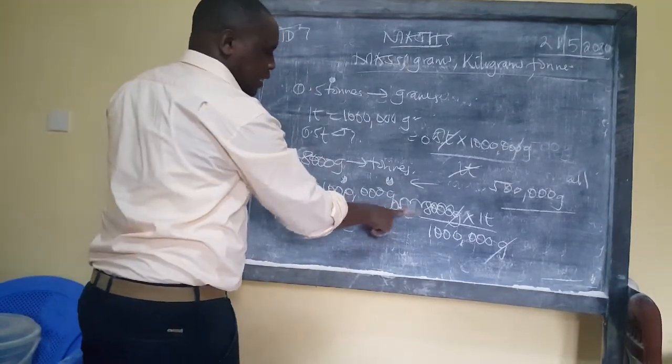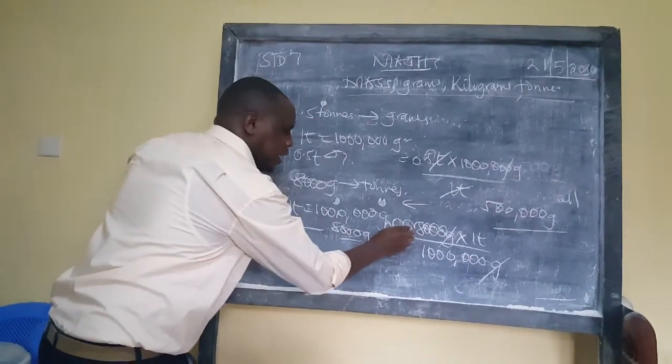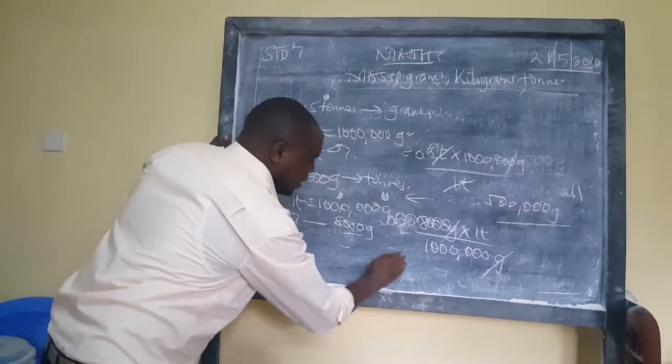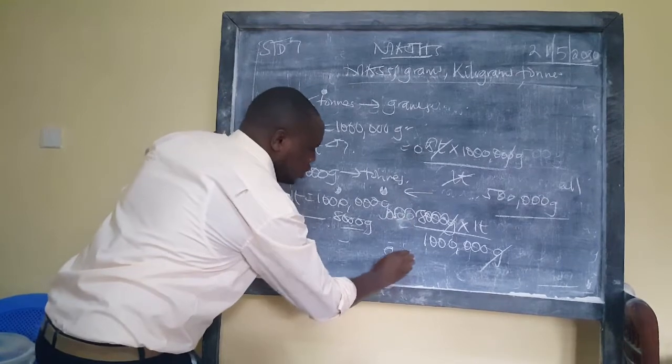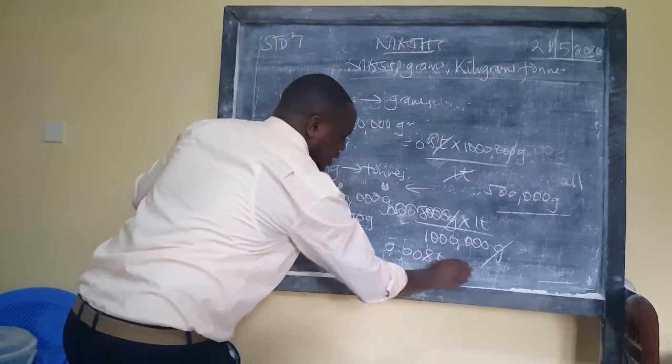So where there is nothing, look at these curves. There is no number, so you put zeros there like that. So this is going to appear as 0.1200, then 8. This will be tons.